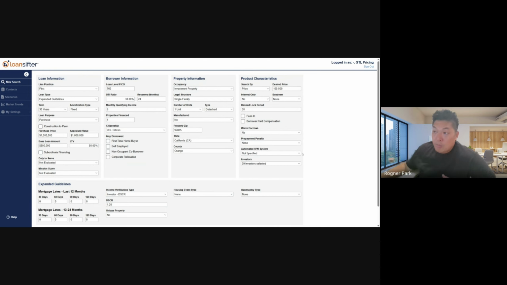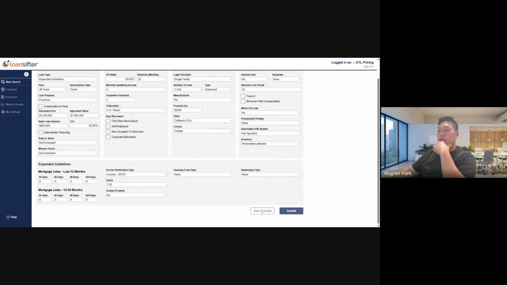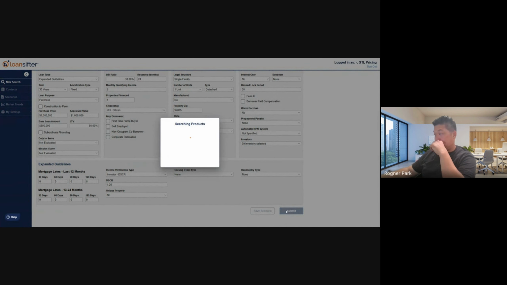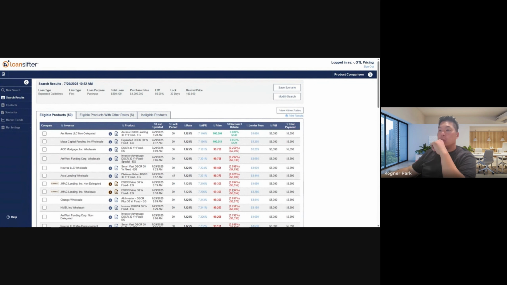All right, so let's try this. Let's see if there's an 80%. Like I said, ideal. Usually it's 75 minimum. So let's do 80% with no PPP, but a ratio of 1.25. Let's see if we get anything. So we do. Okay, so ARC, Mega, but notice something.